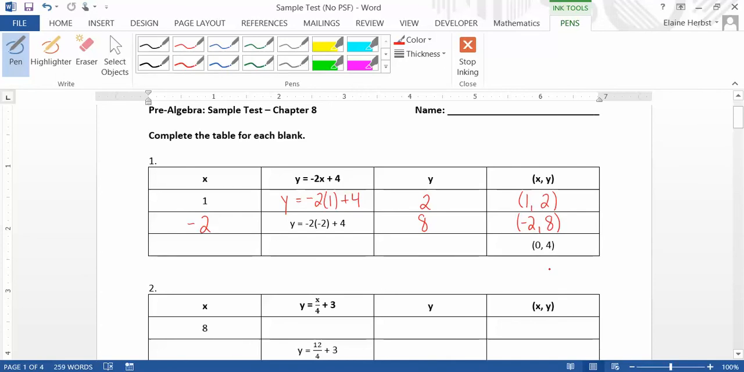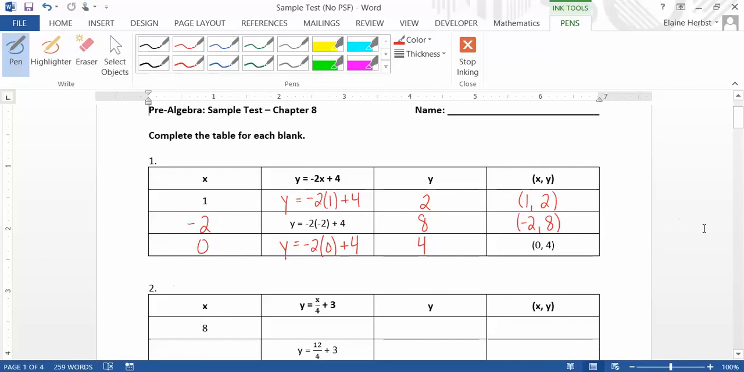And in the last row, it looks like the ordered pair is (0, 4), which means we've plugged in a 0 for x, or picked a 0 for x. So then we need to show -2 times 0 plus 4. Anything times 0 is 0. 0 plus 4 is 4. And we do in fact get the ordered pair (0, 4).